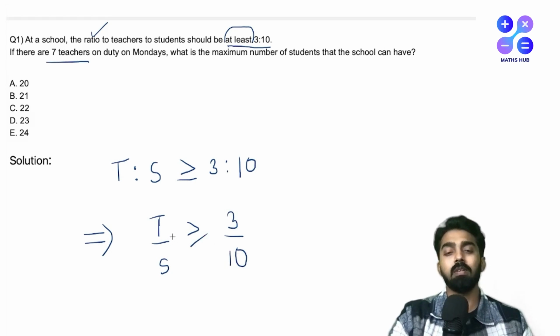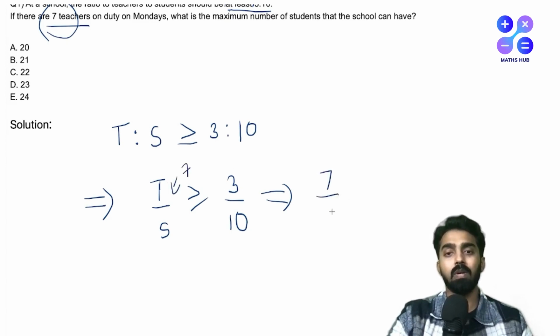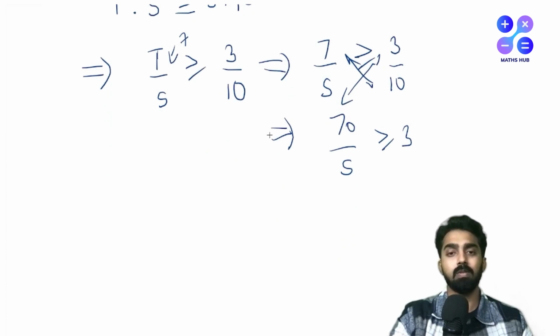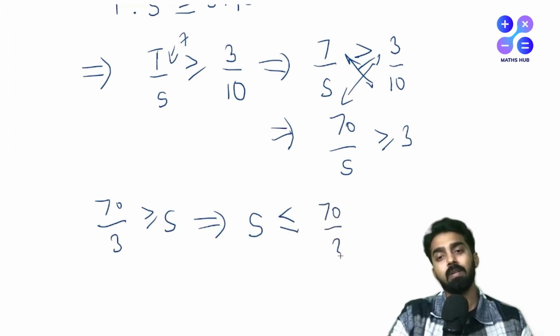If you use this and plug the next piece of information in, where we say that we have 7 teachers on Mondays, plugging 7 over here, we would get 7 over s is greater than or equal to 3 over 10, right? So cross multiplying, what do you get? You get 70 over s is greater than or equal to 3, right? And if you go further, you will say 70 over 3 is greater than or equal to s. Or in the reverse, you could also say s is less than or equal to 70 over 3. It's the same thing, right?